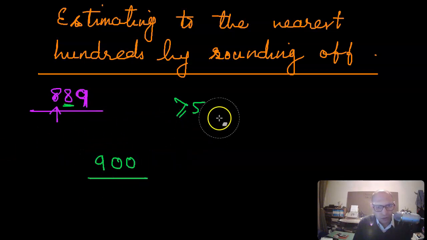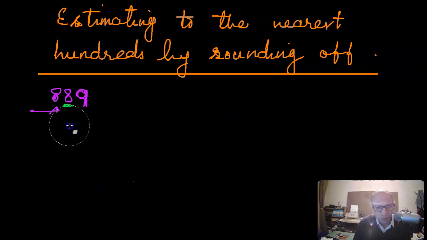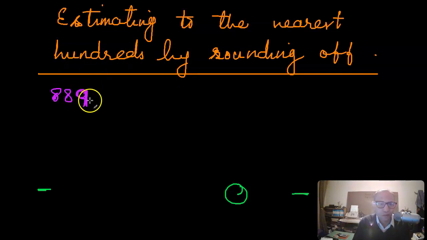Which is something you can do, of course. But then suppose that you want to know what are those two numbers that 889 is between, as far as the hundreds place value is concerned. So again, I repeat the question: what are those numbers that 889 is between as far as the hundreds place value is concerned? Then you would round the number to the tens place value first. You would round the number to the tens place value, which means that 889 rounded to the tens place value becomes 890.